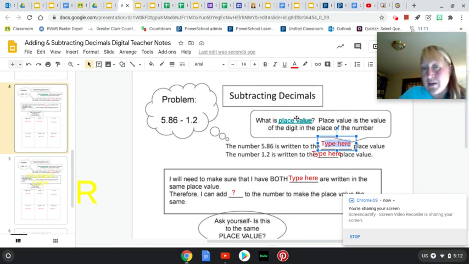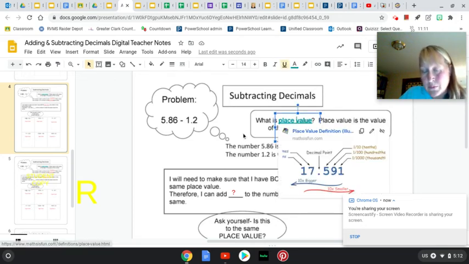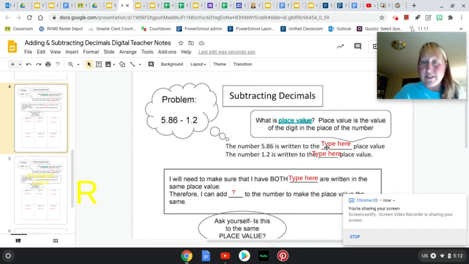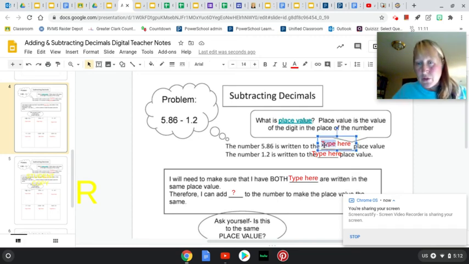So same thing, if you need a review on what place value is, click right here and it will tell you. But the number 5.86 is written to the, and you will click here and change this to hundredth. The number 1 and 2/10 is written to the tenths. So you will also change this to where it says tenths, 10th place value.